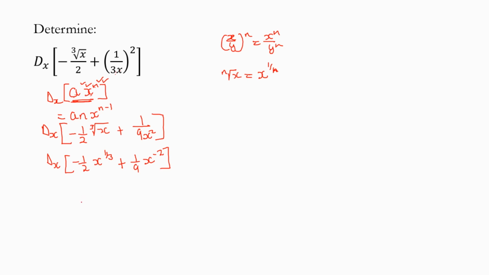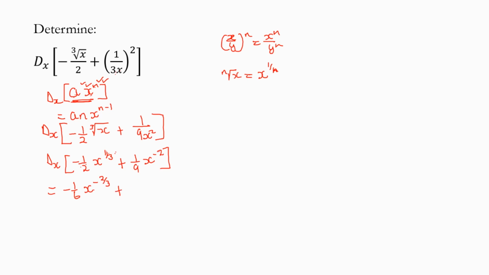Now we can derive. So this is equal to, we say 1/3 times -1/2, that is -1/6, and then x to the power, and then what is 1/3 minus 1? Okay, 1/3 minus 1, that's -2/3. We have derived that part.